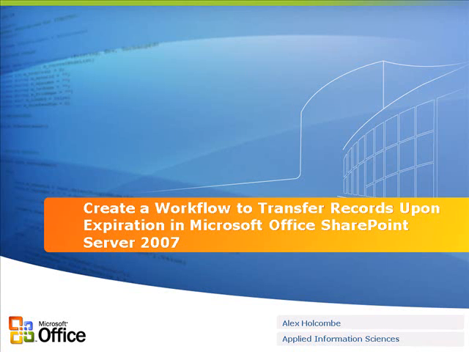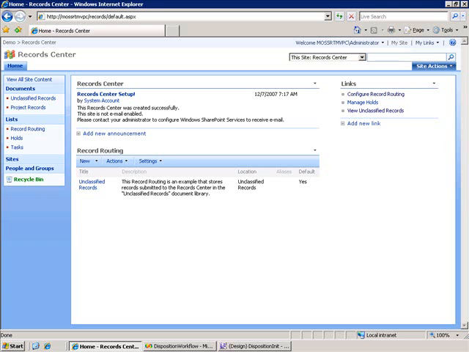This is Alex Holcomb with Applied Information Sciences, and in this how-to, I'm going to show how you can use a workflow to transfer records as part of an expiration policy. So in my Record Center, I want to create an expiration policy which will transfer records once they expire.